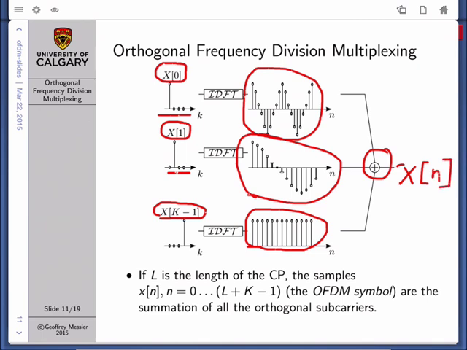Now, don't forget, we still need to add the cyclic prefix on. So if L is the length of our cyclic prefix, then the length of our transmitted signal x of n actually goes from 0 to L plus k minus 1. So we have L plus k samples. And these L plus k samples are what are known as an OFDM symbol.